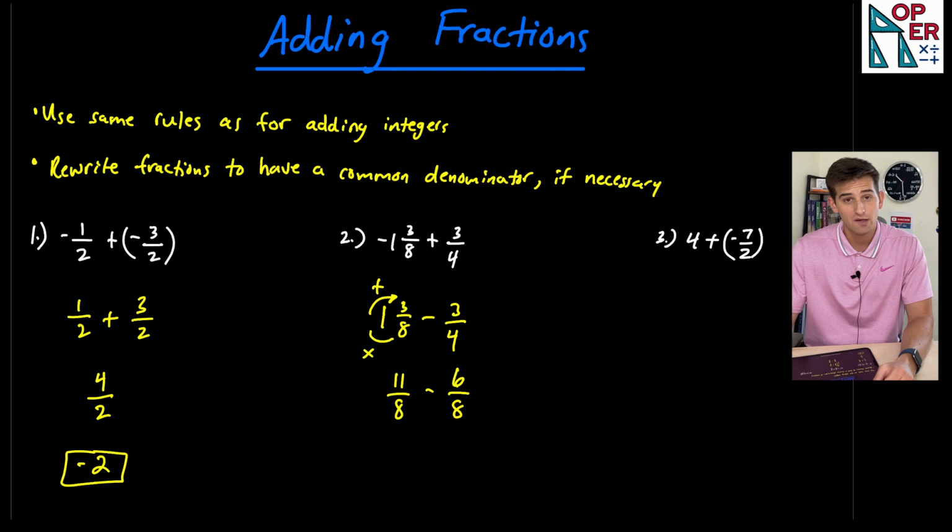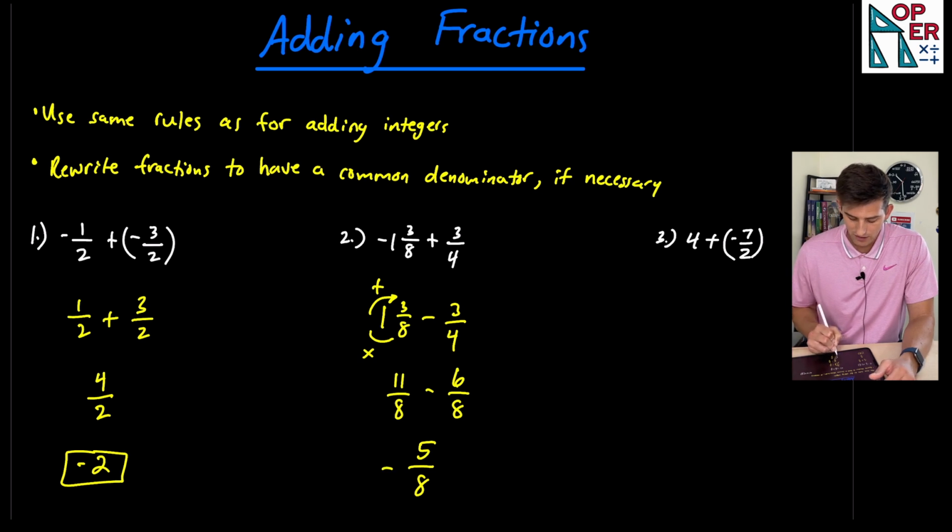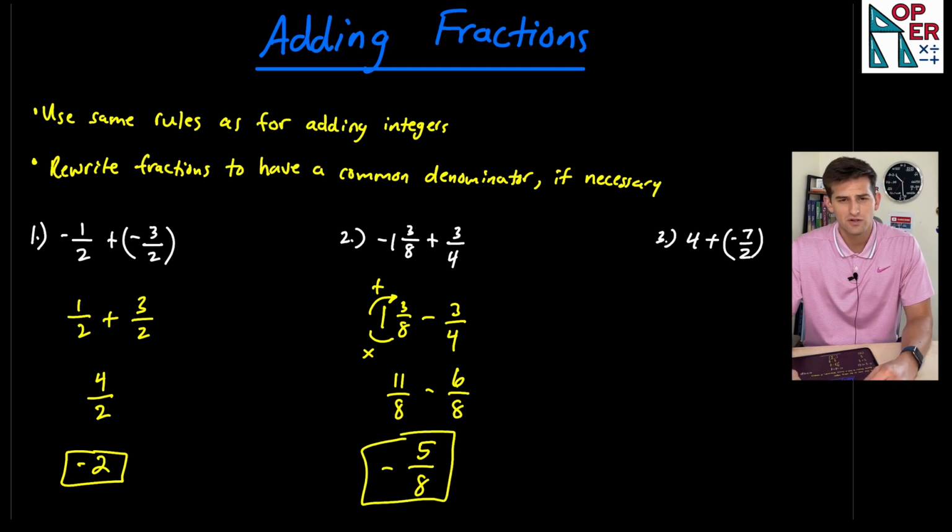The denominators are common, so we can keep the denominator and subtract the numerators. 11 minus 6 would be 5, so 5 over 8. And now we need to choose our sign. Is this negative or is this positive? Well, we look back at the value of our original 2 numbers, -1 3/8 and 3/4. Which one of them had the greater absolute value? Well, that was the negative number, right? So we're going to make this answer be negative. So our solution would be -5/8 for number 2.